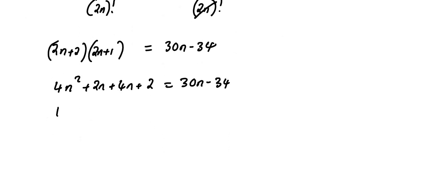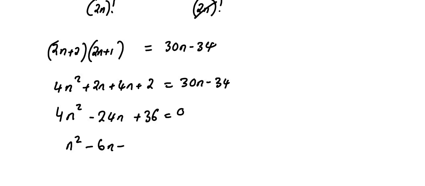And this just becomes 4n squared. This is a 6n, so 30n comes this side, it's going to be 6 minus 30, that's going to give us negative 24n. Then when the 34 comes this side, it's going to be positive, that turns out to be 36. We are now going to have a quadratic. We can reduce it by 4. 4 can divide everything. This is going to be n squared, this is 6n, then this is a 9 is equal to 0.